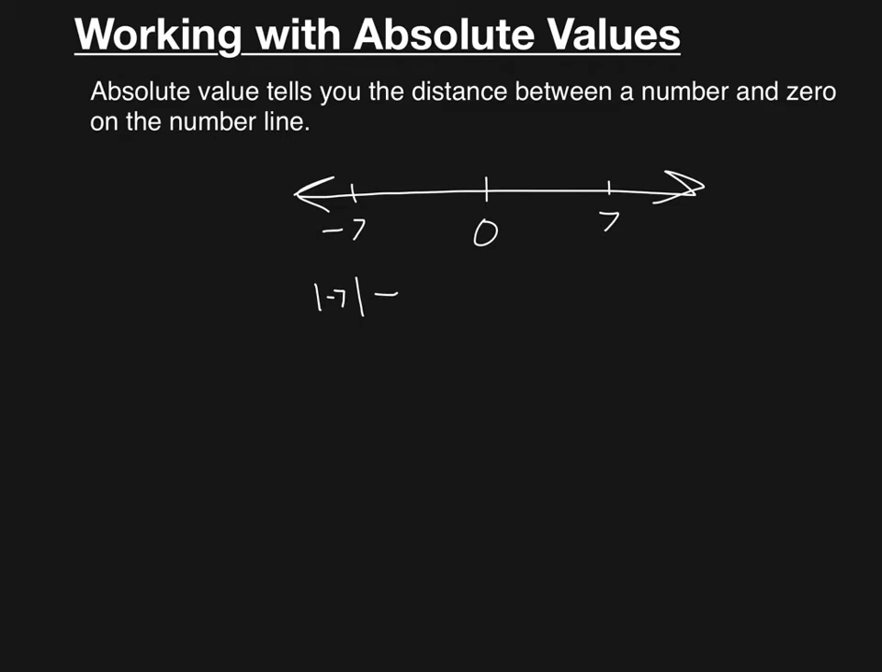So the absolute value of negative 7 is equal to the distance, the number of units that negative 7 is away from 0. Negative 7 is just 7 units away from 0. Positive 7 is also 7 units away from 0. Because absolute value just tells us to count the number of units, the absolute value is always positive.